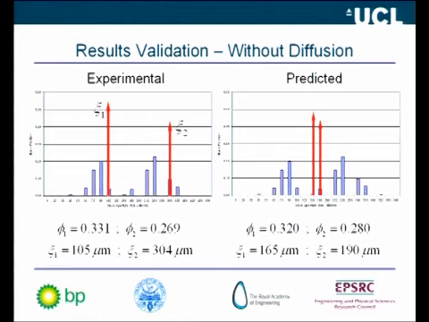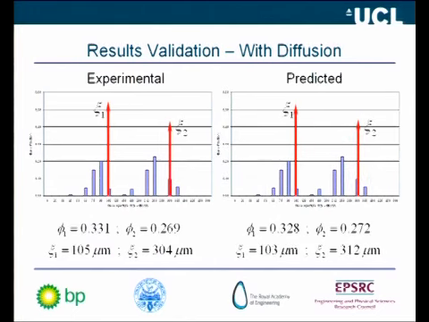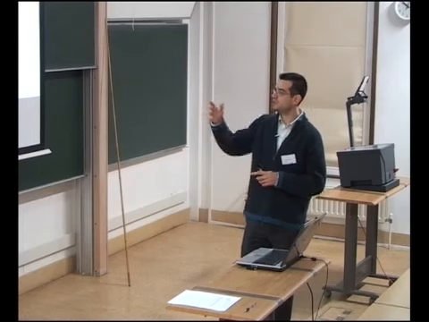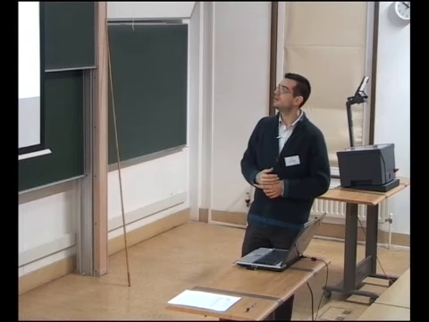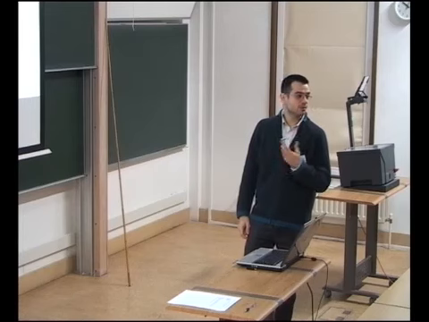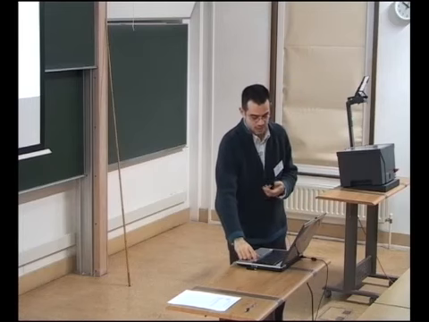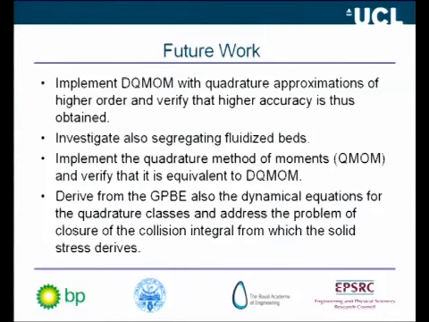So on the left hand side we have the experimental values of the quadrature and the weights of the quadrature approximation. On the right hand side the predicted ones. If we do not consider diffusion, we see that the sizes are not well predicted, whereas when we introduce the diffusion we have a very good match between the two. So we understand the important role that diffusion in physical space plays in DQMOM.